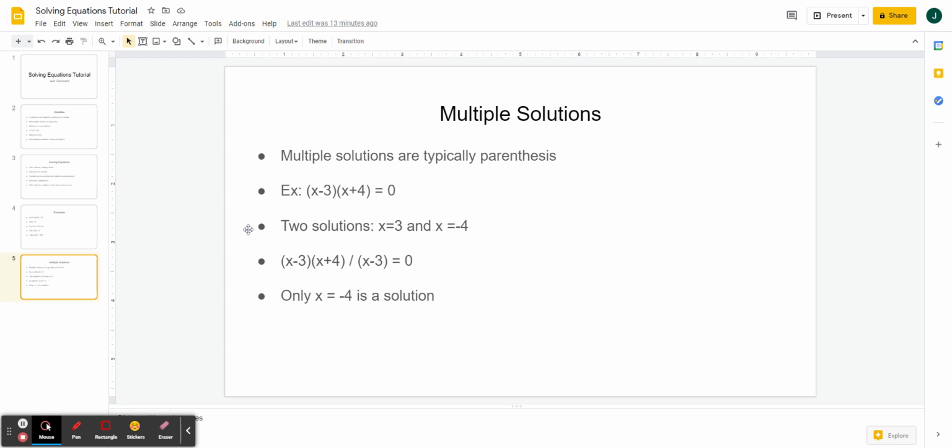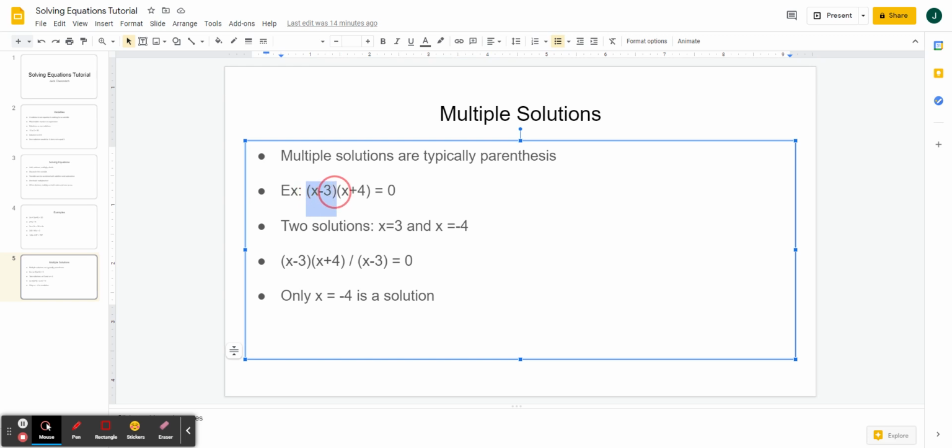So some equations have multiple solutions, just like how some only have one solution and some have no solutions. Typically, you're going to find these in equations with two sets of parentheses with expressions inside them like this, and normally they're going to be set equal to 0. So for this one, x minus 3 in parentheses times x plus 4 in parentheses equals 0.